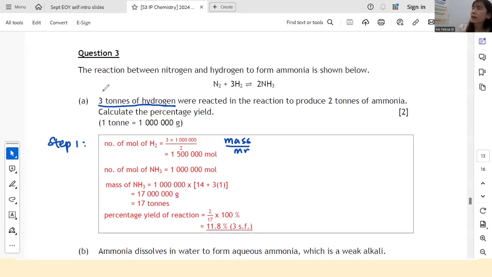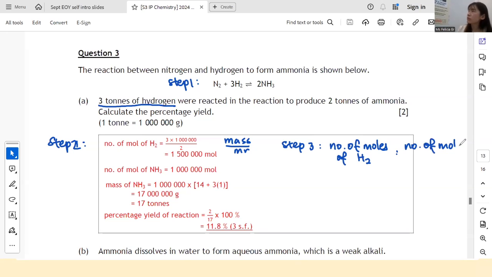Okay, so first you take mass over MR. So the mass is 3 million over the MR of hydrogen, which is 2. Then that's the number of moles. Or rather, this is step 2, because step 1 is always the chemical equation. So step 2, the first thing you calculate is always the number of moles. Then step 3, you do the mole ratio. So the left side is always based on what you have calculated in the previous step, which is H2. Then the right side would be what you want to solve.